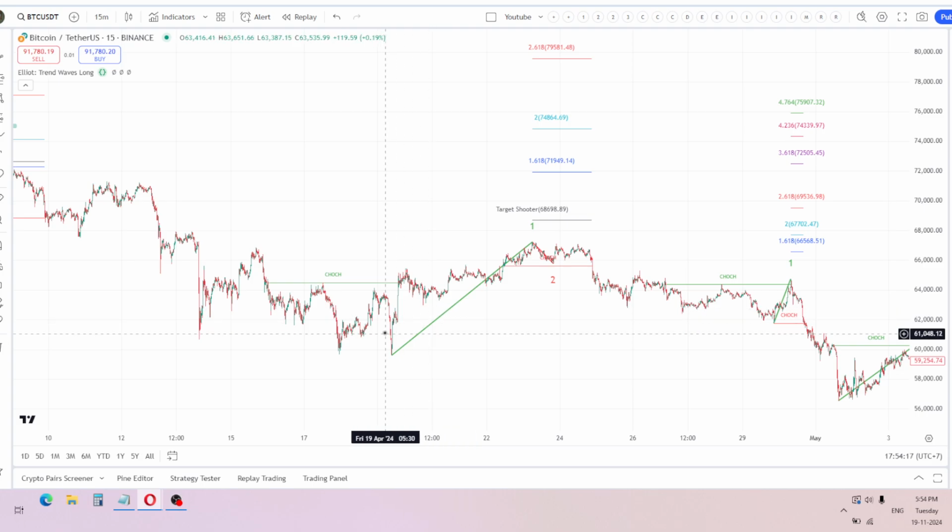Next one. In the next one we see a change of character for a higher time frame. We can see the first wave, second wave, and no entry because the high of the first wave is not reached, so no entry here.